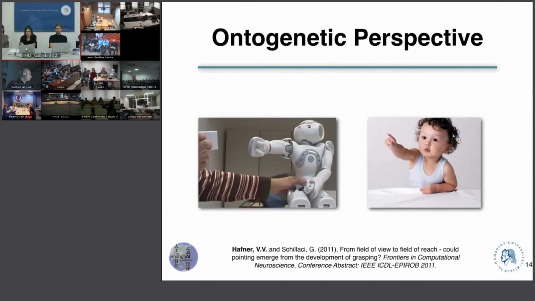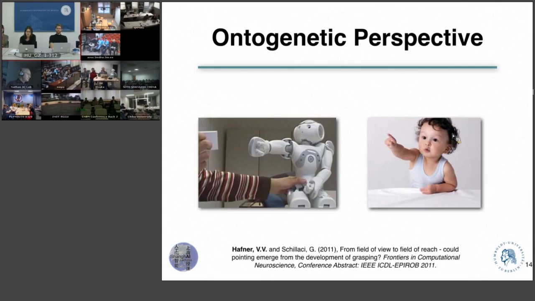So we already had one example here, which is about how we could compare human development and how developmental robotics can be inspired from human development. And we will later look into more detail into these examples here about human pointing. And just as a disclaimer, today I will present several research projects of my own group, because we're working a lot in developmental robotics. But of course there is lots of other work which I maybe don't have the time to mention.